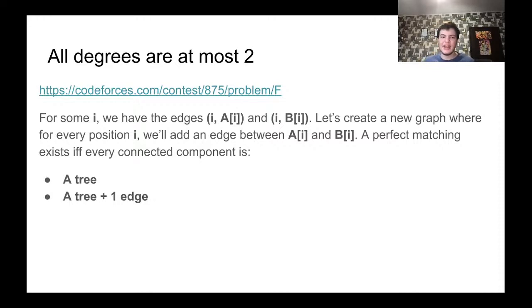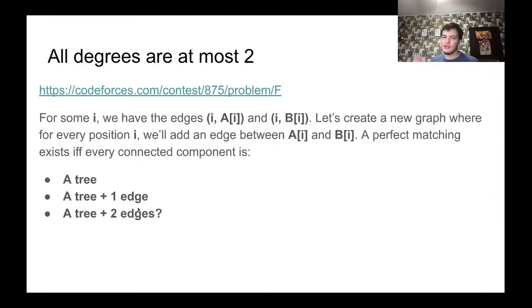Then the second case would be if a component is a tree with one additional edge, so we have a tree with a cycle. It turns out that this is basically the same, because we have a cycle and we can just choose the direction of the cycle. After we have chosen the direction of one of the edges in the cycle, everything else can be uniquely determined. So when you have a tree plus one edge, there are two ways to match everything.